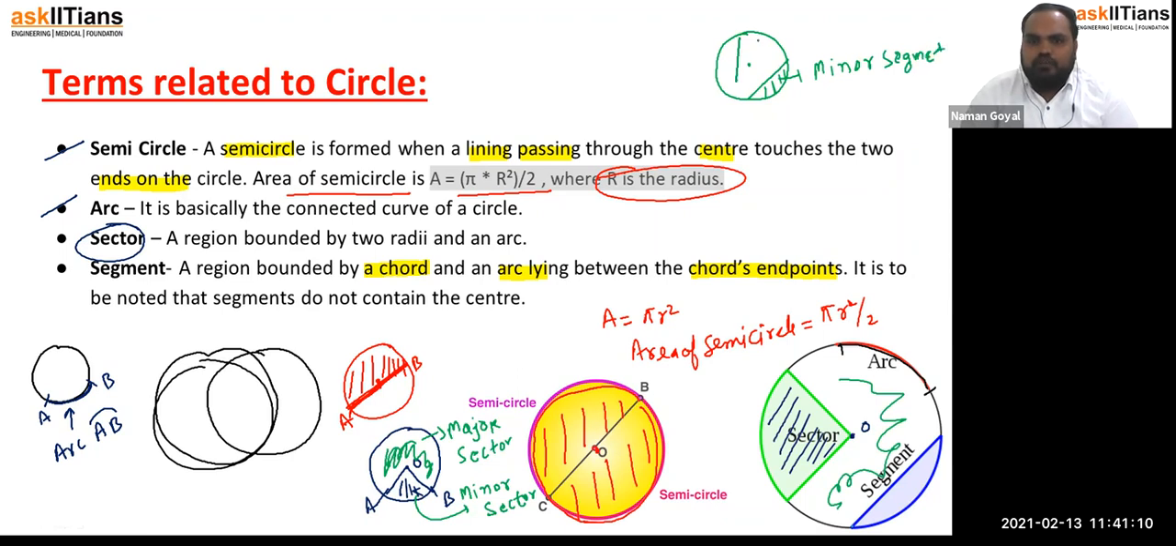and the next one, this part, is what? Major segment. Okay, so there are two types of segment. One is minor segment and the other is major segment. So we learn about how we make the semicircle, what is arc, what is sector, and what is segment.